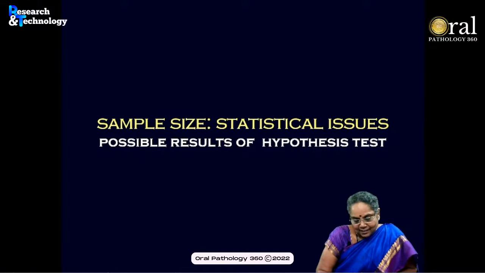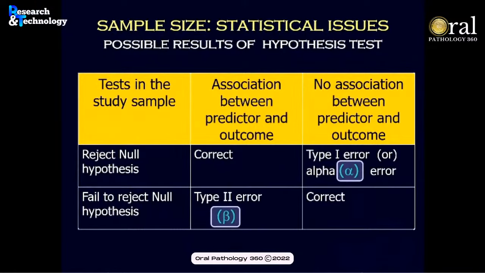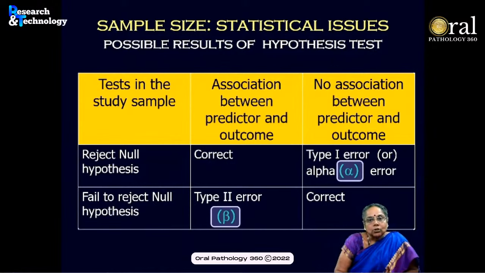Now we have said we had a hypothesis, and we are doing a hypothesis test, and we are trying to understand what is alpha and a little more about beta. So now this is a table you need to concentrate on. It has 3 columns and 3 rows. The top portion of the column says test in the study sample, that is the results which you have got from your study.